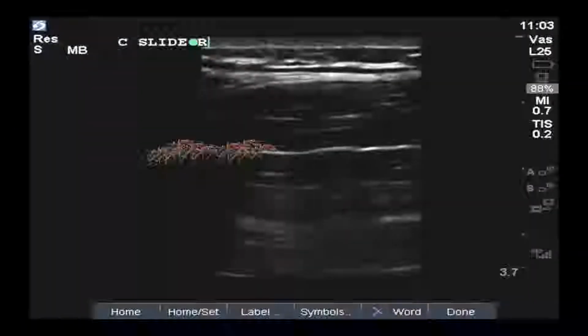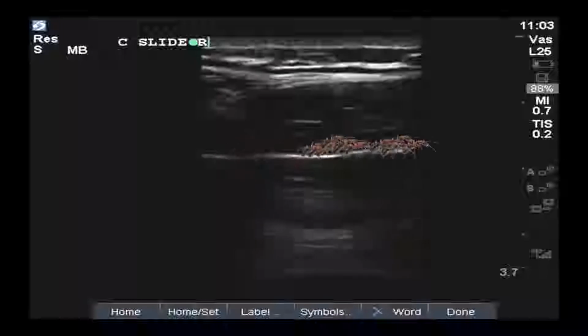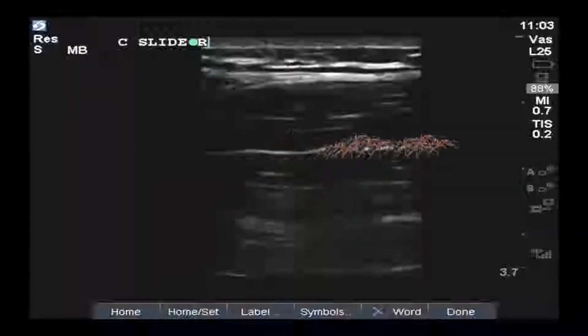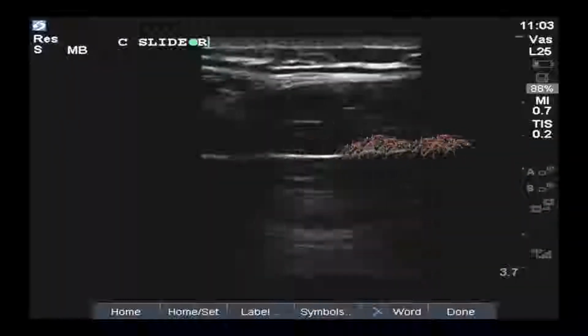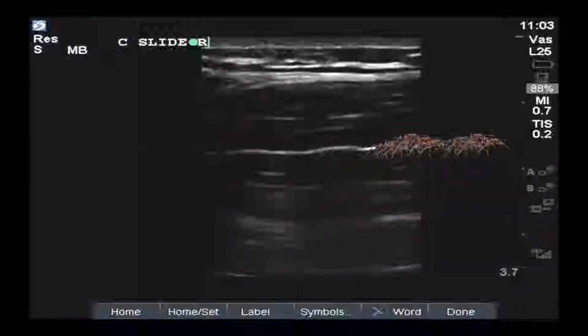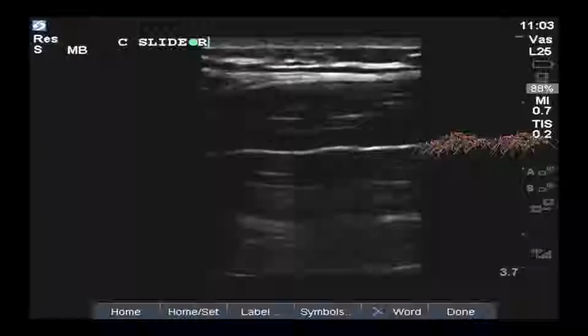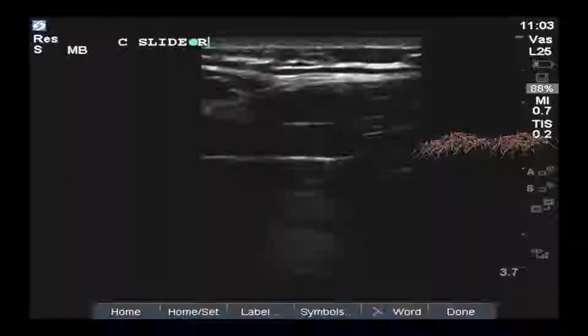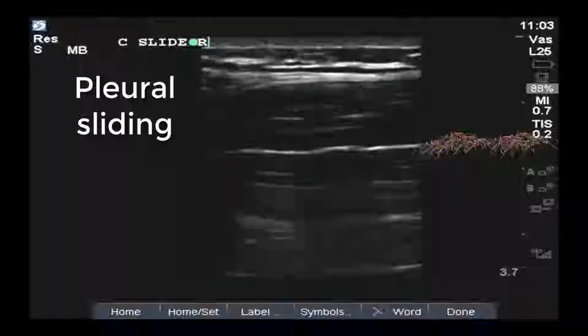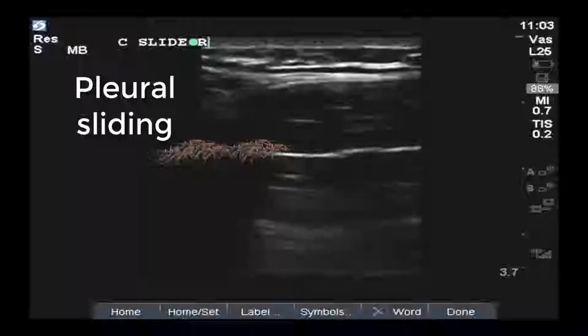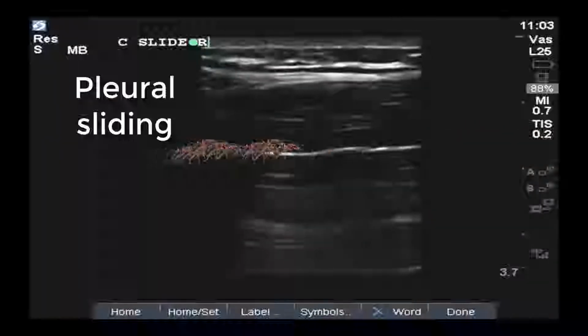Once you've found the pleural line, the next question is whether or not the parietal and visceral pleura are in contact to ensure there is no pneumothorax. When the parietal and visceral pleura are touching, the rubbing that happens between them during ventilation produces a kind of shimmering that's been likened to ants crawling, and is termed pleural sliding.